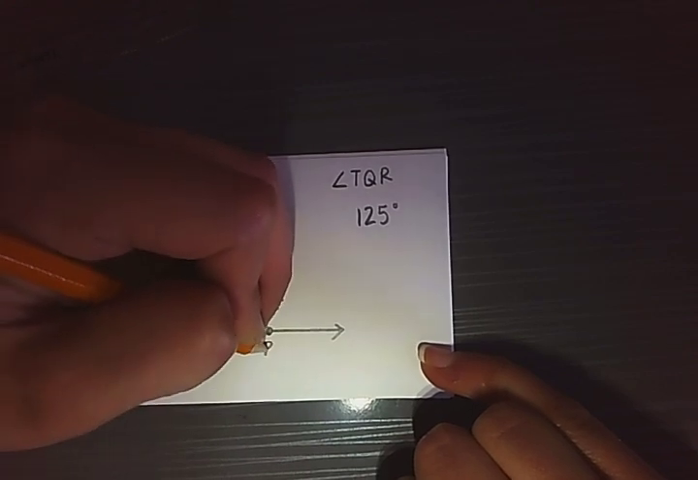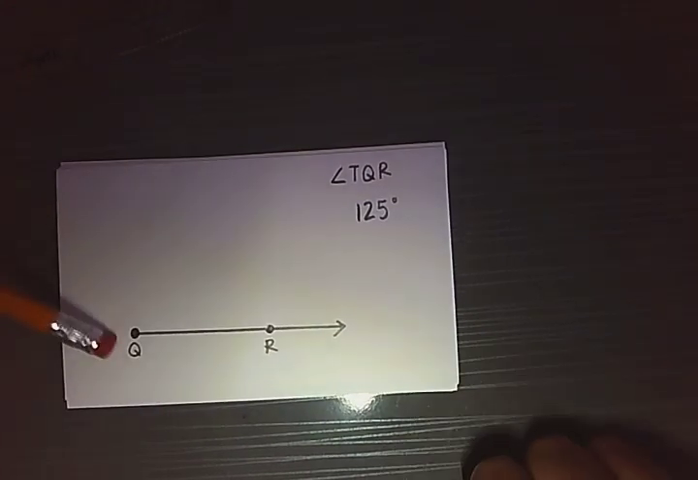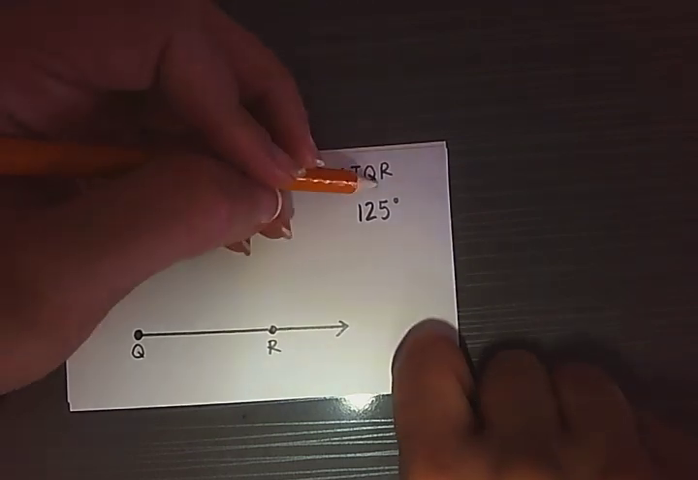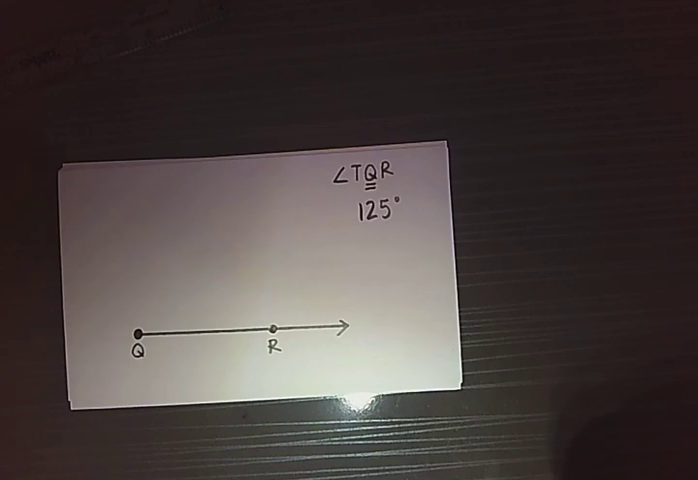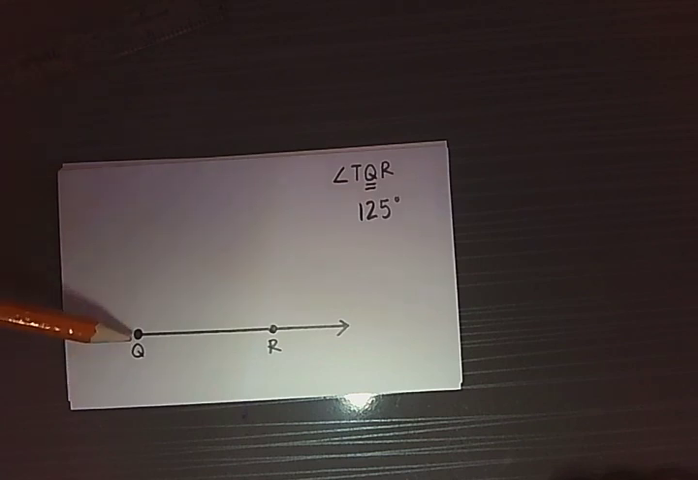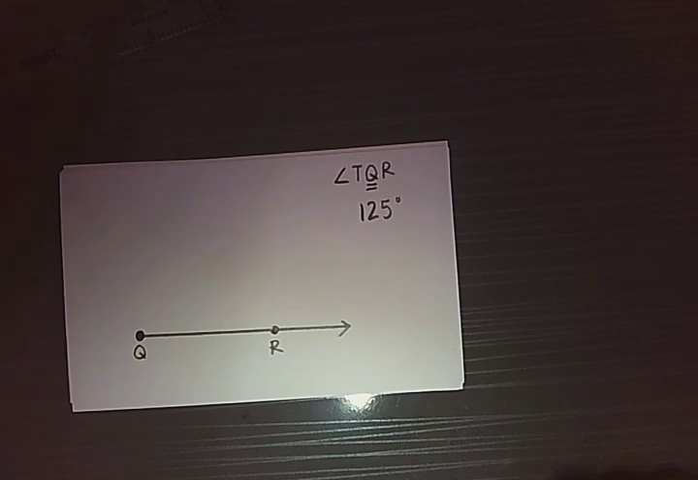This ray is going to be called QR. Why did I decide to name this point Q? Because that's the shared endpoint, the vertex. Very good. It's a shared point. And that shared point means that both rays are going to have Q as the start point. Okay?